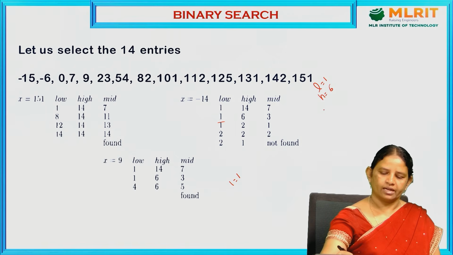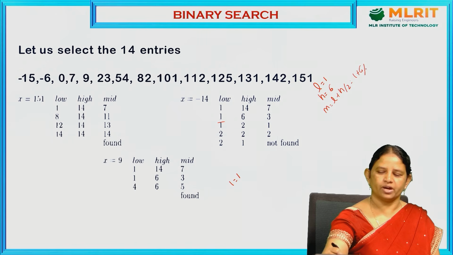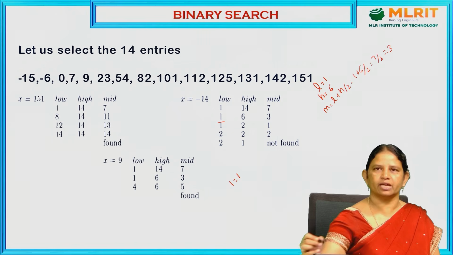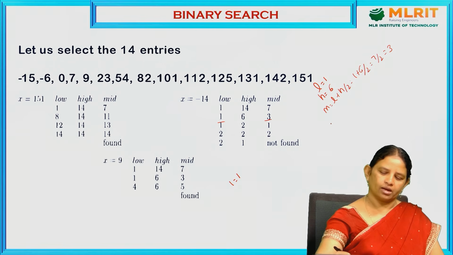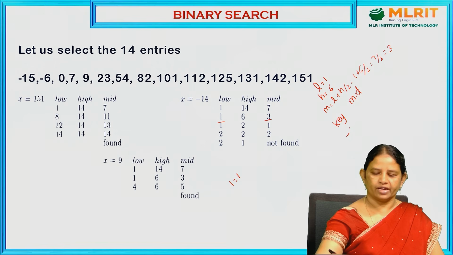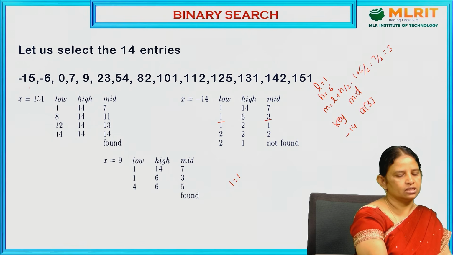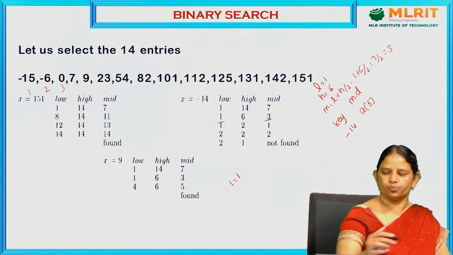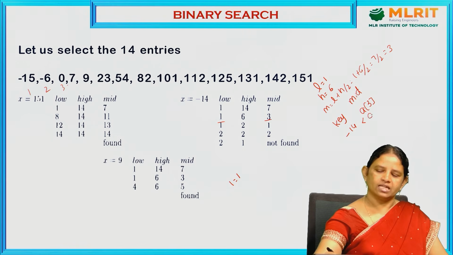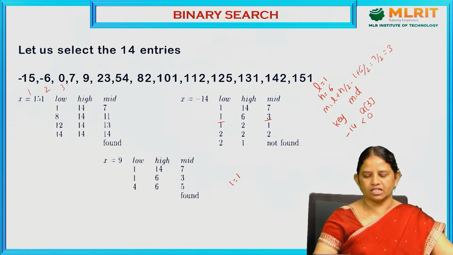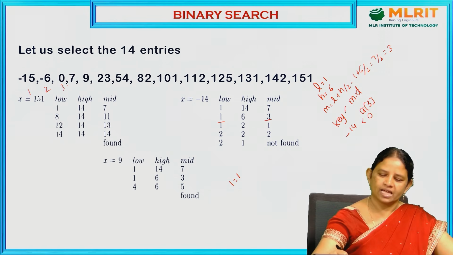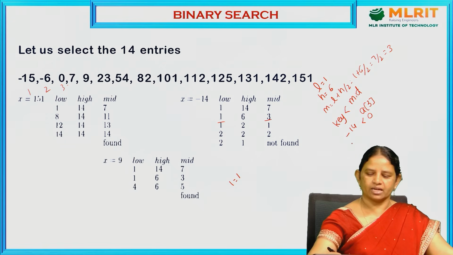So low is 1, high is 6. Calculate mid equal to low plus high by 2, that is 1 plus 6, 7 by 2, consider only the integer part, 3. Now compare the key element and the mid element. Key element is minus 14. What is the element in A of 3? It is 0. Minus 14 is less than 0. So the key element is less than the middle element. Then we have to consider high equal to mid minus 1.